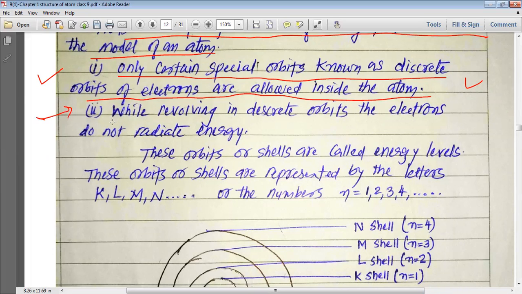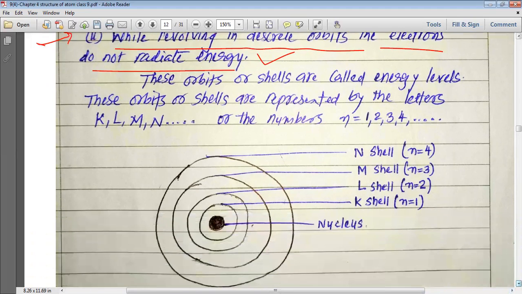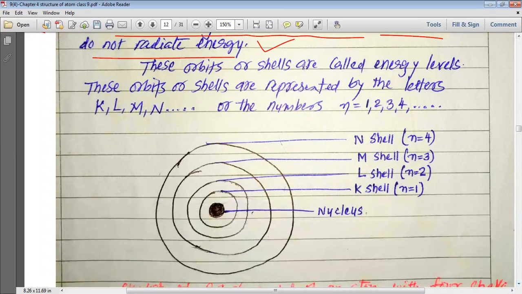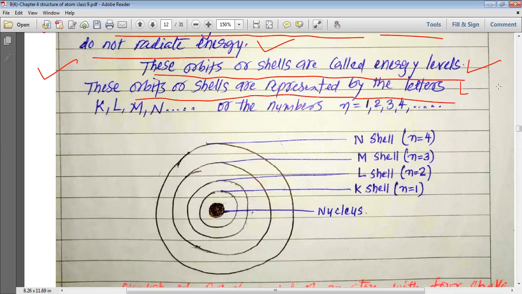Second, while revolving in discrete orbits, the electron does not radiate energy. So when these electrons are moving in orbits which are not circular in shape, they do not radiate energy. These orbits or shells are called energy levels. Niels Bohr called those orbits or shells energy levels. These orbits or shells are represented by the letters K, L, M, and N.